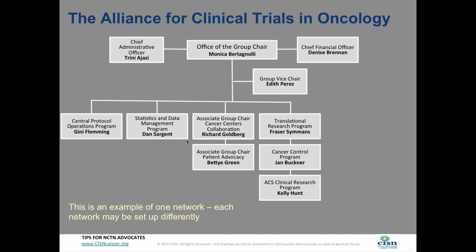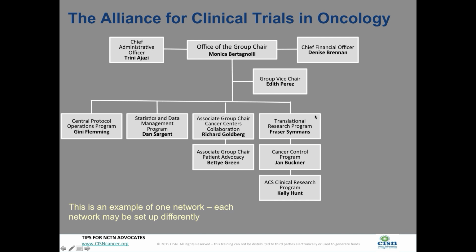So next slide. So with the Alliance, you have a group chair and we have a group vice chair, and the different people. We have a central protocol office who we interact with a lot with Jeannie Fleming. We have statistics and data management with Dan Sargent, and you get to know these people and you really should know what their roles are. And an associate group chair with collaboration. And there was an advocate position that Betty Green had for many, many years within this structure as well.